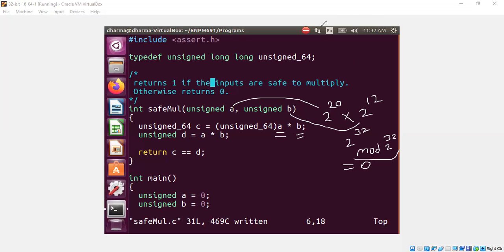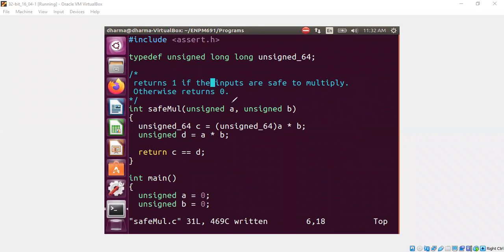Let's go through the program that I wrote here to check whether multiplication can be done safely or not. The program takes two inputs A and B, unsigned integers. Before multiplying, it extends the type of A to a 64-bit number, which is possible because in the C language there is something called unsigned long. So I created a new data type called unsigned_64 to represent unsigned long. Why is 64 enough?